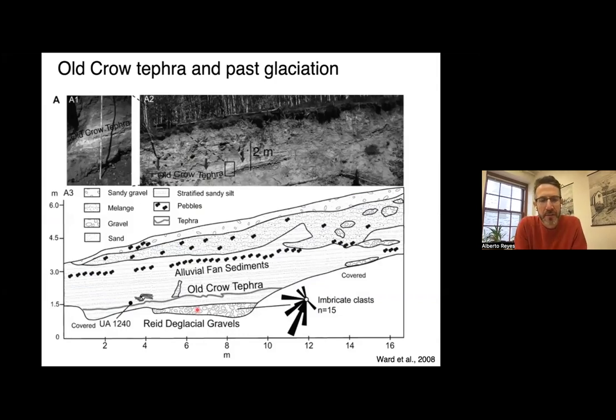Okay, so this tephra provides some really interesting constraints on all sorts of things, right? This is a paper from Brent Ward back in 2008 looking at deglacial gravels associated with the penultimate glaciation in Yukon territory, the part of the Yukon that was glaciated. And Old Crow tephra overlies those gravels. We'll talk about why that's interesting and potentially problematic in a second, but it provides a nice constraint on the age of those glacial sediments.